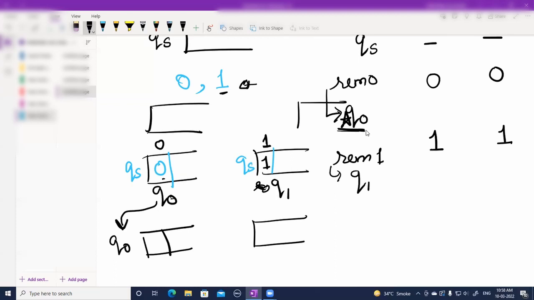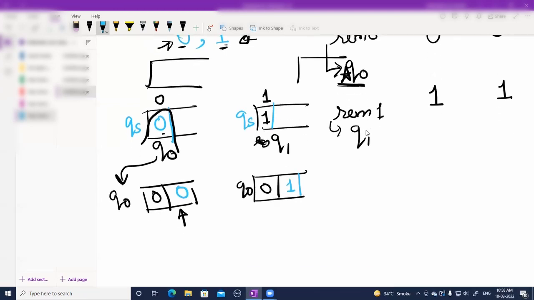And the string represented by Q0 is 0, so we will write it here. Q0 is representing string 0, and now we are waiting for the next bit. As we have two bits, either 0 or 1, the next bit can be 0 and the next bit can be 1.